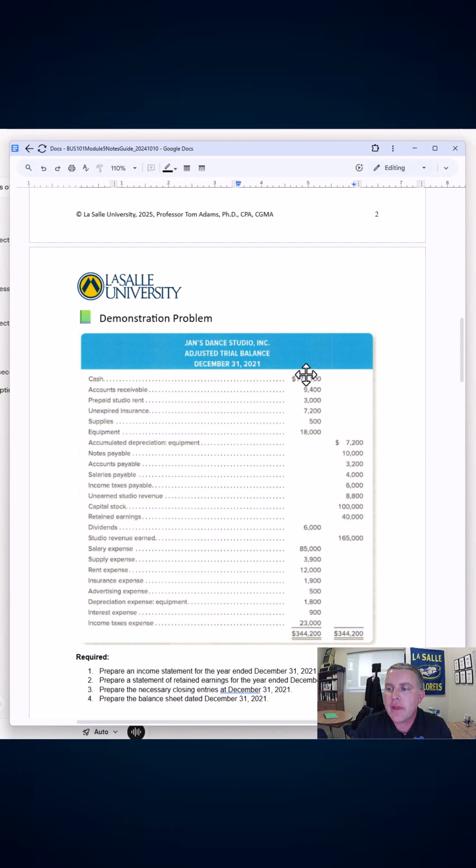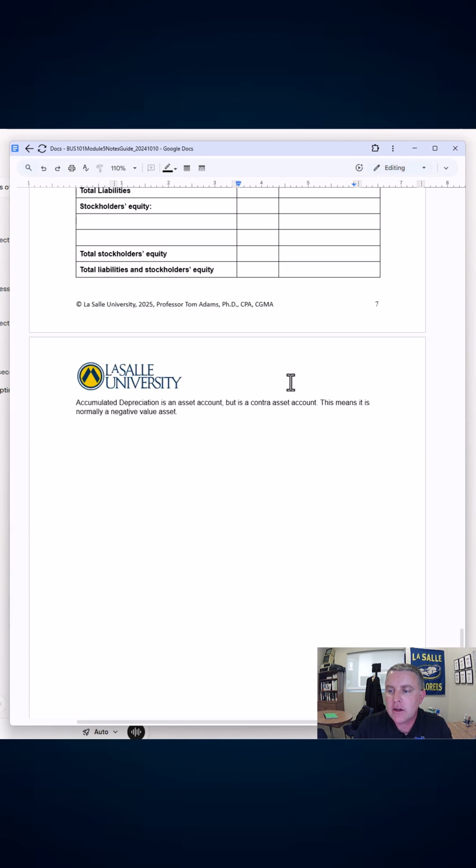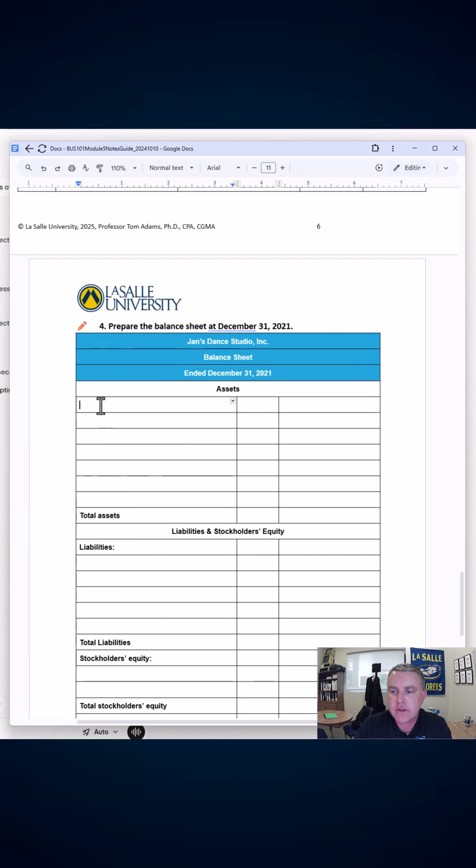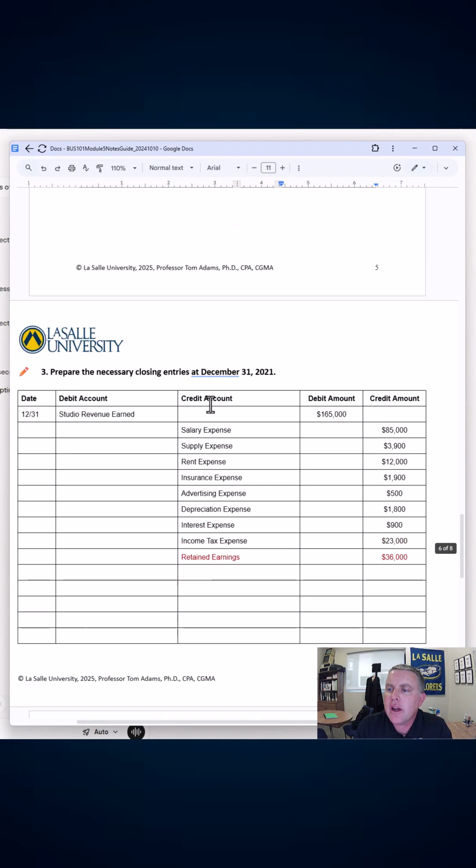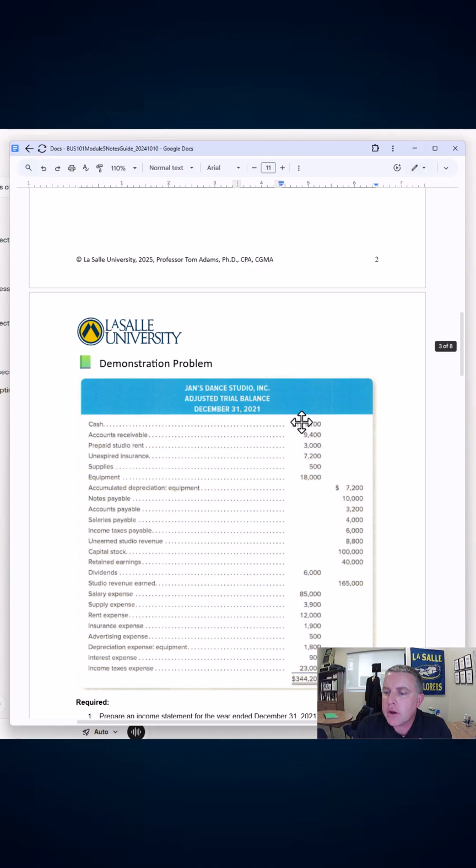Cash, 171,100. So we're going to come down here to our balance sheet. We're going to say our first asset is cash, and it was 171,100. Did I have that right? 171,100. Yep. And then my next one will be accounts receivable, 9,400. All right, so I'm going to speed this up. I'm going to speed run this, or show you how to record all these in the balance sheet, and then we'll come back and discuss.